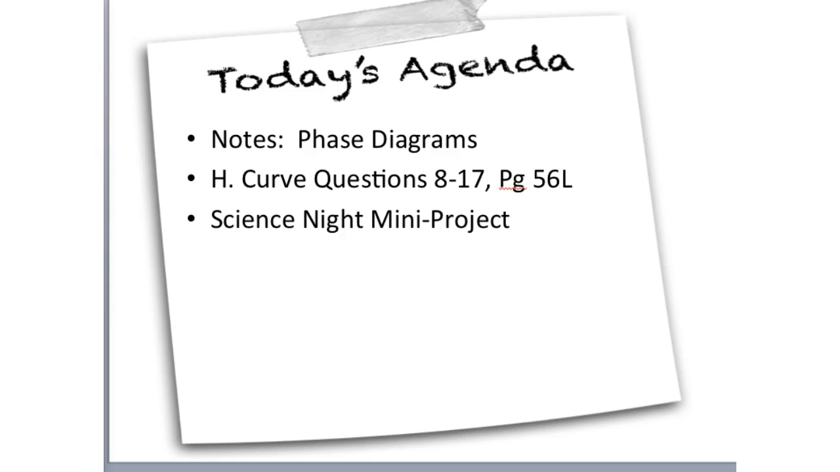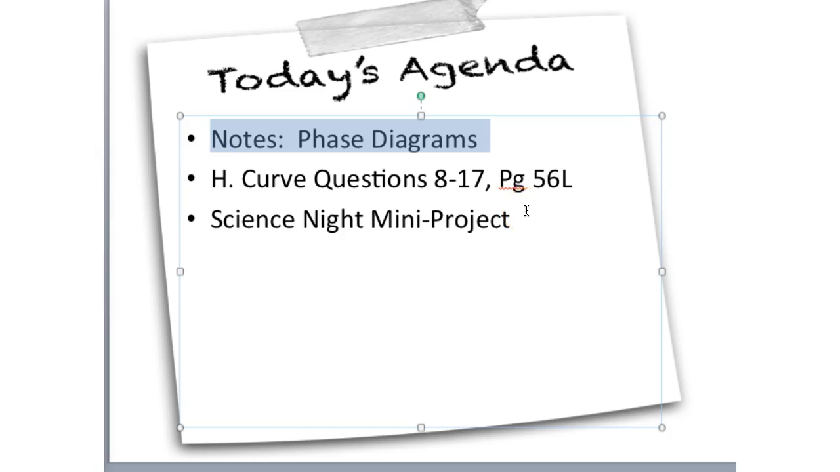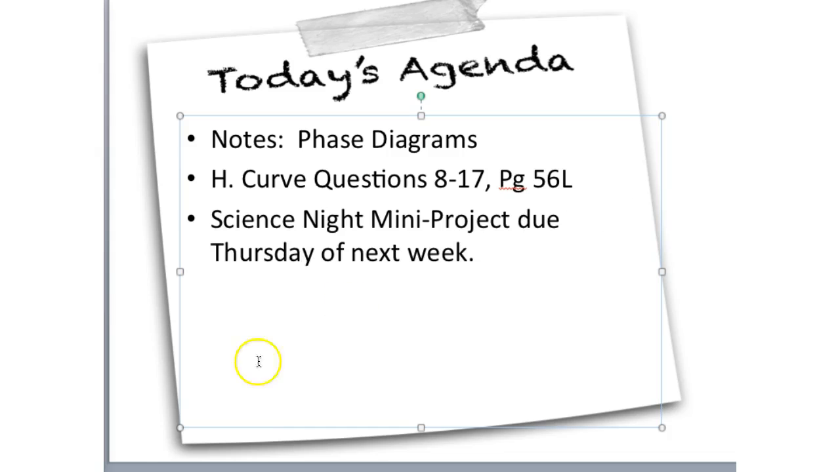Today's agenda is this. We're going to finish the notes on phase diagrams, which you should already have. You might have to draw things into your notebook, so make sure you're following with the notes that you already have pasted in your notebook. If you don't have them, then you need to get them from the absent binder. You're also going to complete questions 8 through 17 on this page. They should already be on this page of your notebook, and then you're going to have the rest of the time to work on your science night project since it's due Thursday of next week during math and science night.